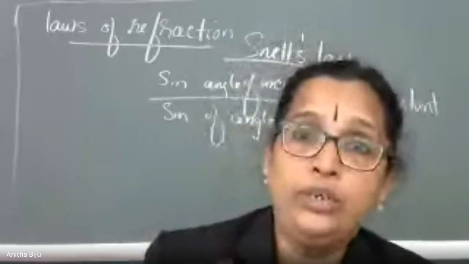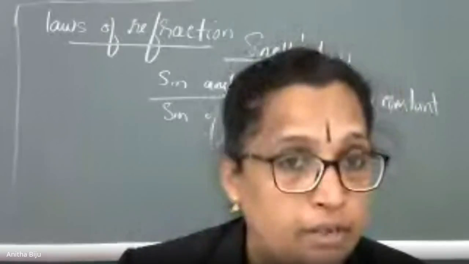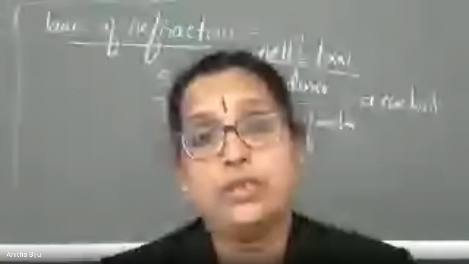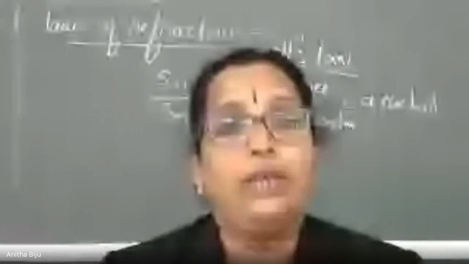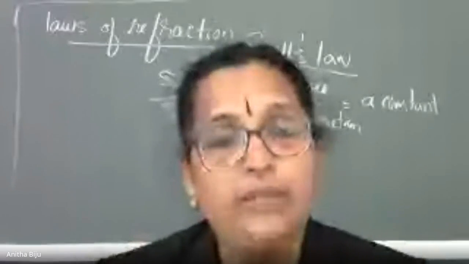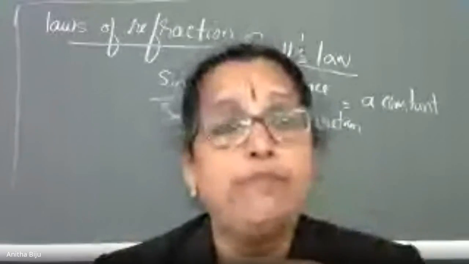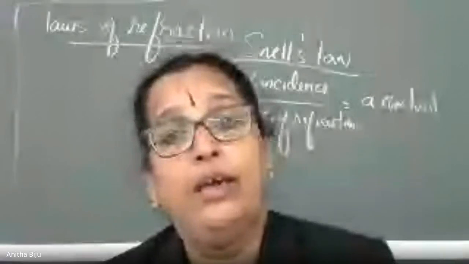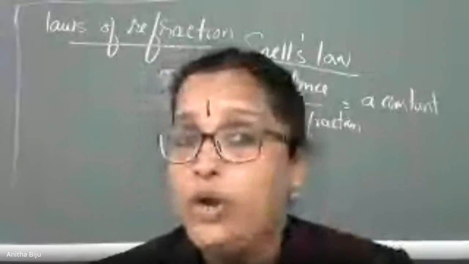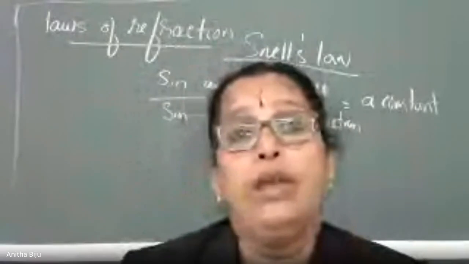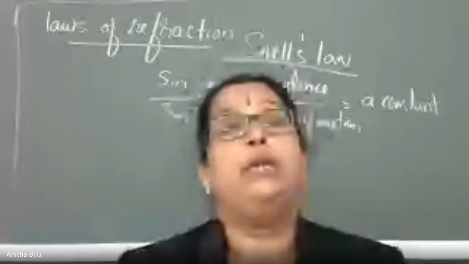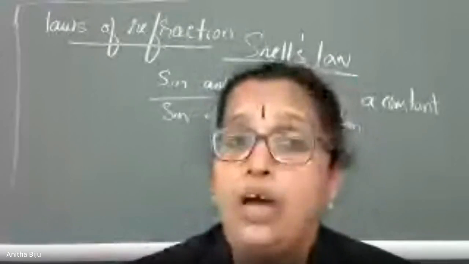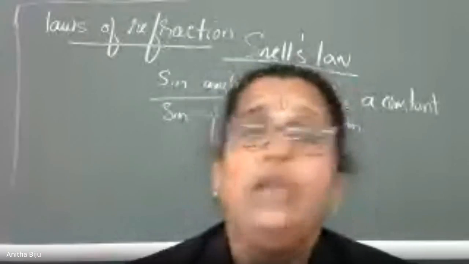Then there is one more term related to refractive index. It is called the absolute refractive index. Absolute. It is very simple. In the case of absolute refractive index, one medium is fixed. Which medium is fixed? It is either air or vacuum. One of the media must be either air or vacuum. The other medium may be different. Which are the different media? Glass, water, diamond, any other medium.